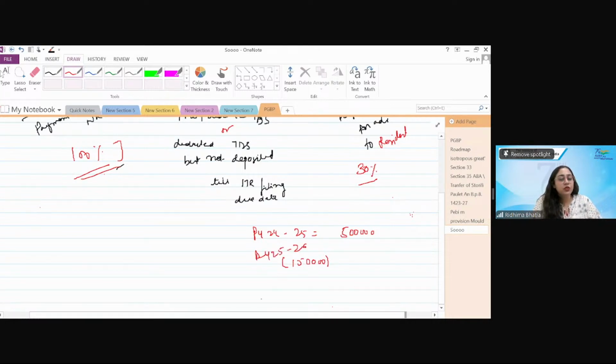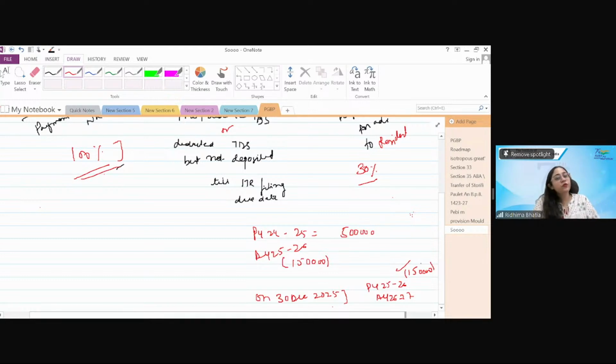Now, suppose on 30th December 25, I deducted and deposited the TDS for this. So when I'll be filing the return for the previous year 25-26, that is assessment year 26-27, then I can claim the deduction of this 1,50,000 again as a reversal of 40A. Got it? So there, even if the expenditure is not there, still I will be allowed as deduction.